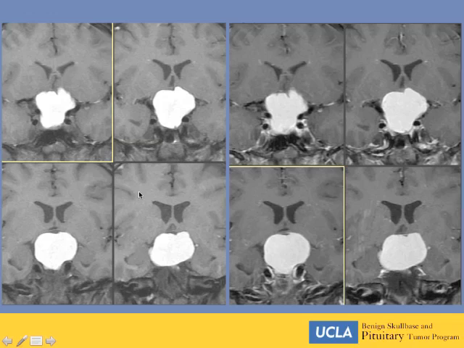If this is a normal pituitary, maybe the stalk is displaced one way or the other and stretched tremendously. You can see the stretched optic chiasm here, and this is the right side, and the left side has much more superior extension. So that's why maybe the left side is more affected.